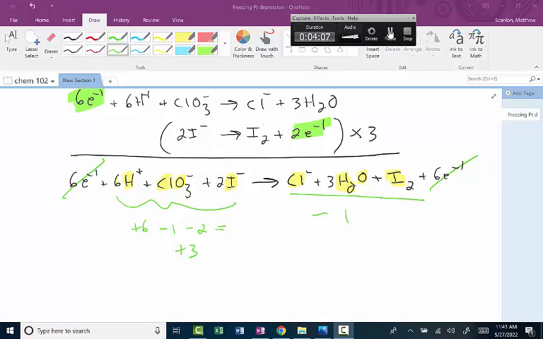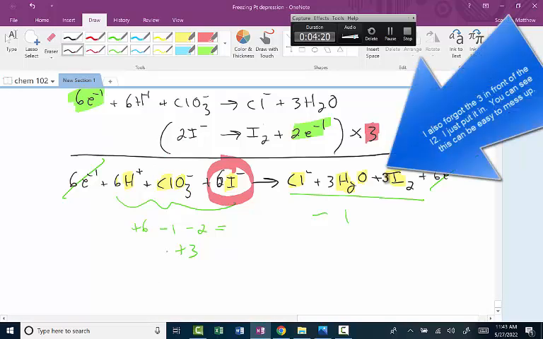I found my mistake. I'm glad I made it. The iodine right here is wrong. I forgot to multiply it by the 3. It should be 2I minus times 3, so that makes that a minus 6. Okay, so I have plus 6, minus 1, and minus 6. That gives me a total of minus 1. And so it is balanced now that I made that correction. Very easy to do. You have to be very careful with that. Okay, there you go.